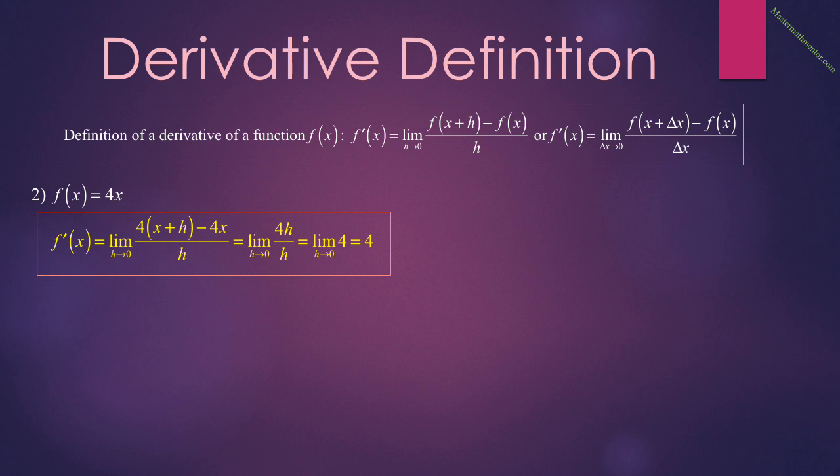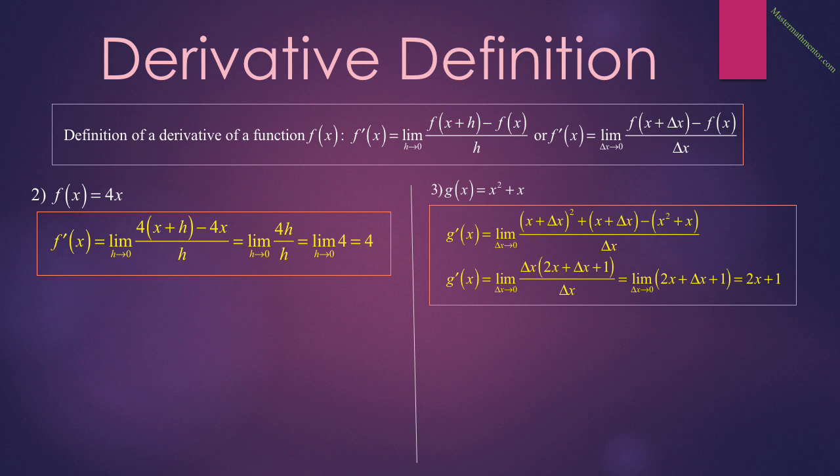That means that the derivative at all values of x on the equation f of x equals 4x is 4. That makes sense as the equation graphs a straight line. And a tangent to a line is the line itself. In this case, a line of slope 4.